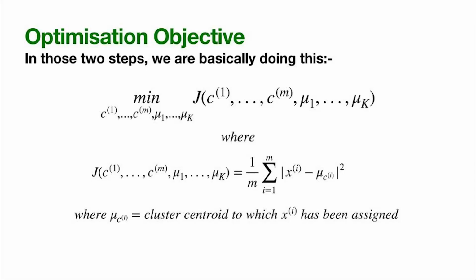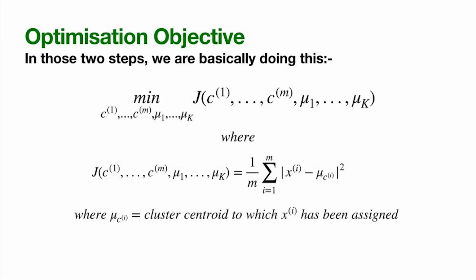In those two steps, the cluster assignment step and the move centroid step, if you try to understand what we are doing there, we are basically trying to minimize the distance between the training example and their respective cluster centroid. So let's say that I am a training example, and I have a specific cluster centroid assigned to me. So in those two steps, we are basically trying to minimize this distance, and we keep on doing that until we cannot do it anymore.